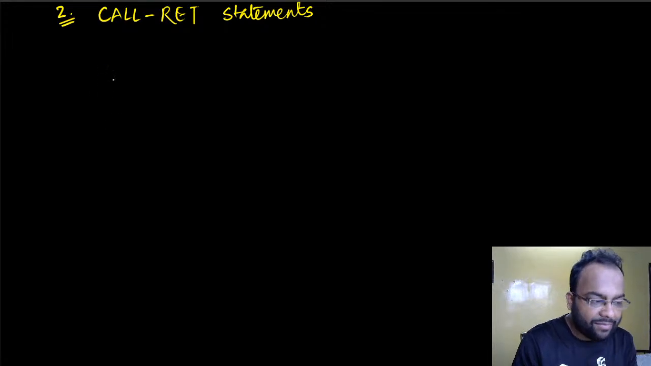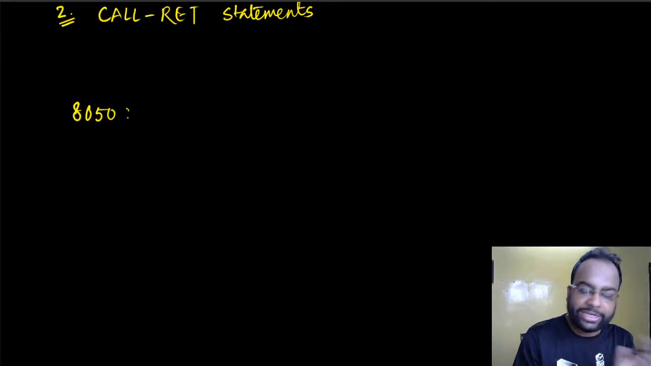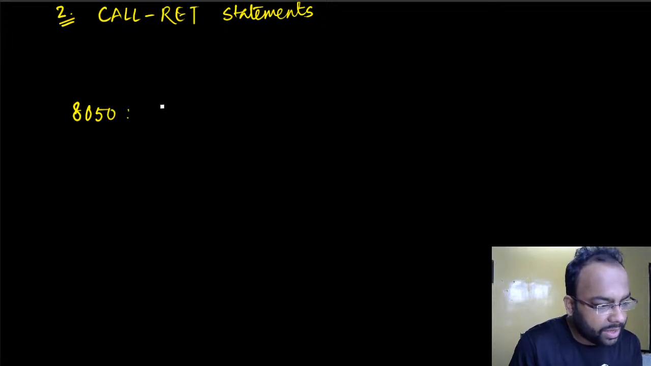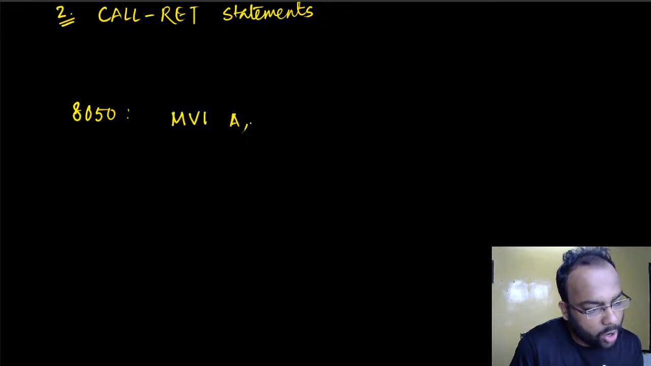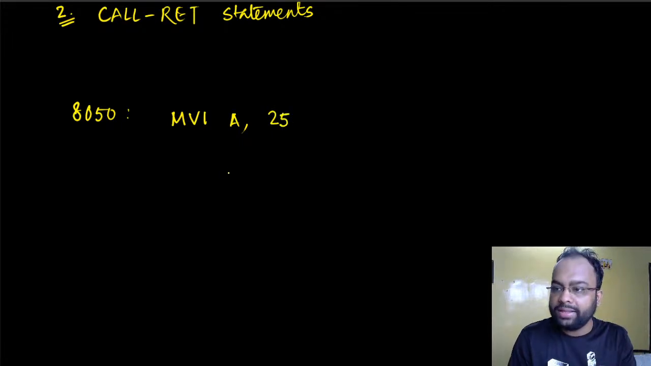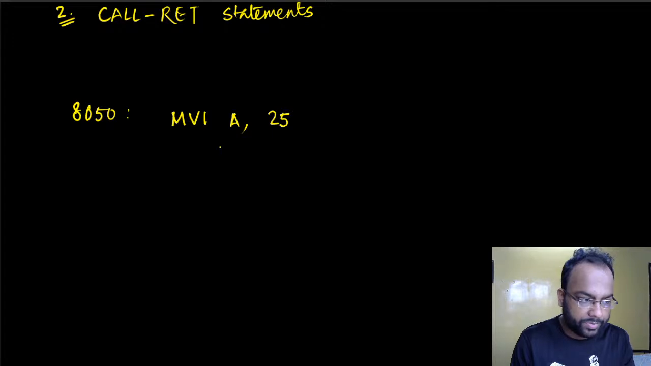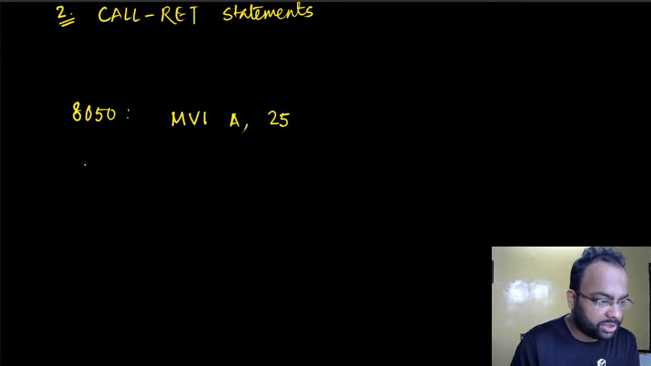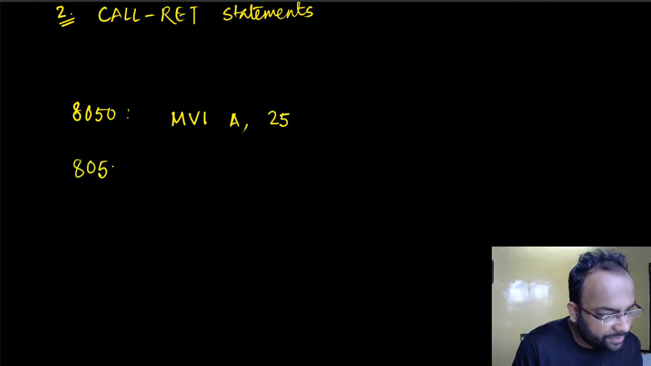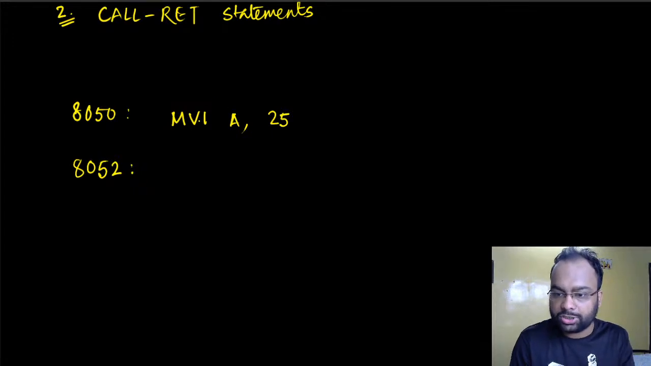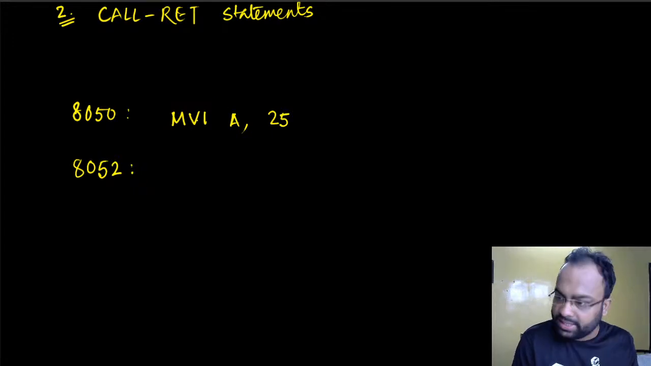For example, if I have a very simple program that starts at memory location, say, 8050, let's write down a simple program. MVI A, 25. I'm copying this 25 hexadecimal value to register A, and I'm writing this in memory locations 8050 and 8051. That's understandable, because it's a 2-byte instruction. Subsequently, the next instruction would appear at memory location 8052, because 2 bytes of memory are taken up by this instruction.